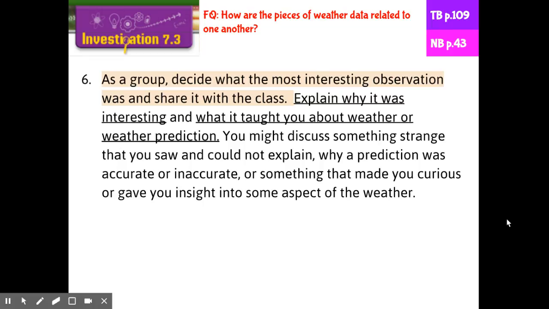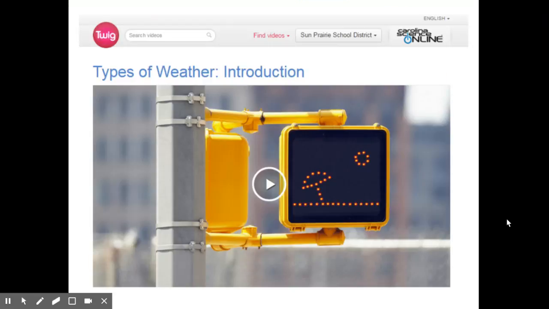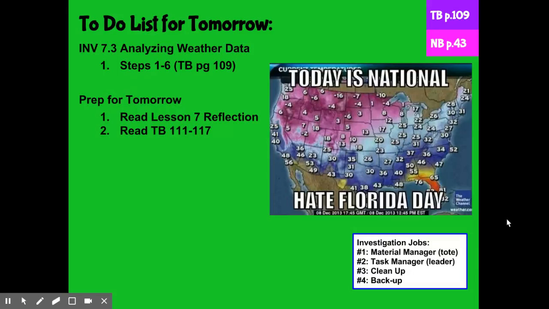You're going to talk about what's the most interesting part of the observations you had, and then explain why it was interesting and what it taught you about weather and weather predictions. So you're going to find the most interesting observation and write about that information. Your teacher will probably have a couple videos for you, and one of them is going to be on types of weather. So finally, you're going to be doing Investigation 7.3, Analyzing Weather Data.